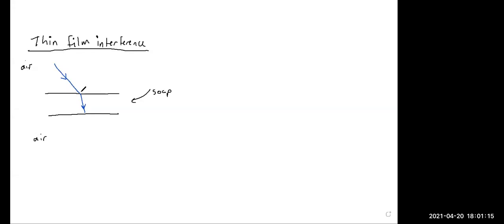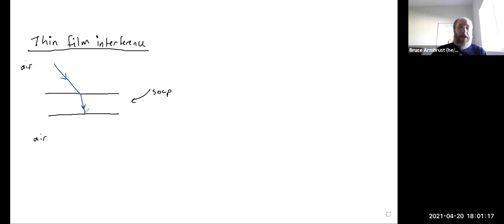It's gonna do it again. If we're going back into air, it'll end up coming out parallel to what it did before. So yes, there's going to be light that comes in, bends through the soap, and then bends back out as it comes to the air.